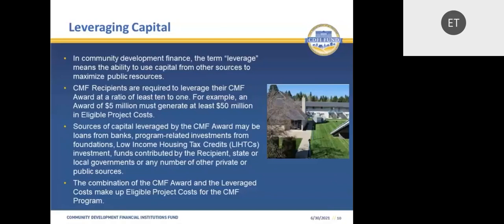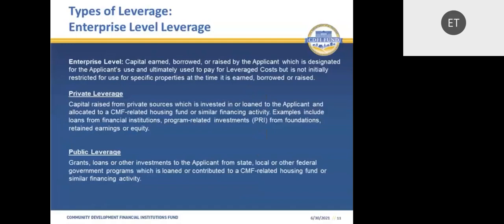For example, an award of $5 million must generate at least $50 million in eligible project costs. Sources of capital leveraged by the CMF award may be loans from banks, program-related investments from foundations, low-income housing tax credit investment, funds contributed by the recipient, state or local governments, or any number of other private or public sources. The combination of the CMF award and the leverage costs make up eligible project costs for the CMF program. Next, we're going to talk about 3 different types of leverage, the first being enterprise-level leverage.